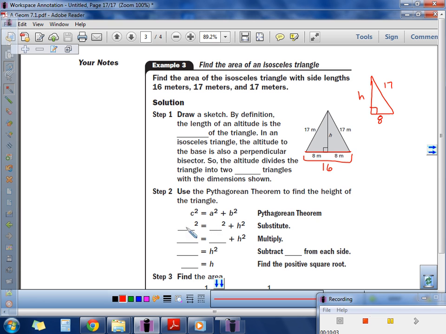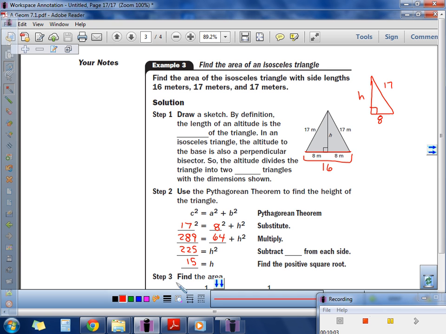So what's the most important piece in that picture? 17 is the hypotenuse. It goes first. Always goes first in c. Following that, we have 8 squared and h squared. So that's 64. What's 17 squared? 289. Thank you. Subtract 64 from each side. You get 225. Square root each side, and you get h is 15.